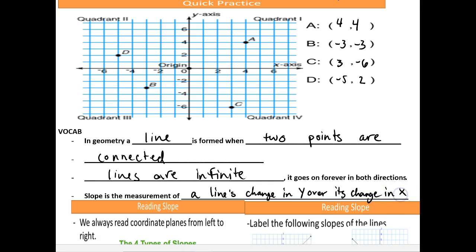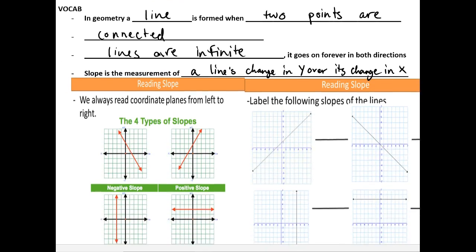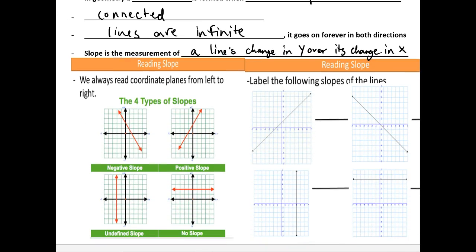in x. Right? So we're always going to read coordinate planes left to right, just like we would the words in a book. And so there are 4 types of slope. As you see, if you're a roller coaster and you're going down left to right, that's negative. If you're going up left to right, that's positive. If you are vertical, that's undefined. You can remember that because you can make a U out of an undefined line. And if you are horizontal, it's no slope or 0 slope.